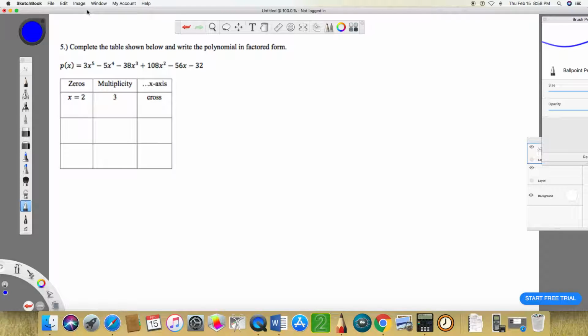Let's take a look here at number 5. They give us a polynomial function. They want us to factor it, and they've done part of the work for us, and they've presented that information in the body of a table.